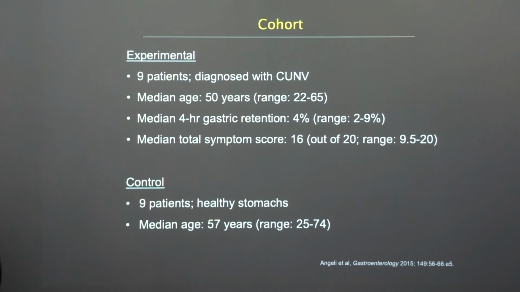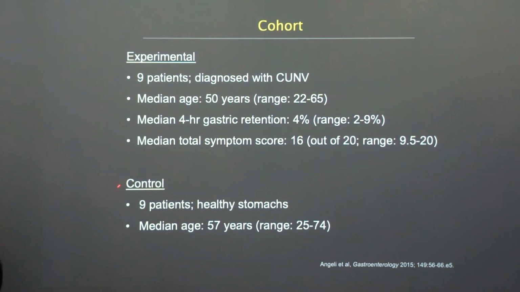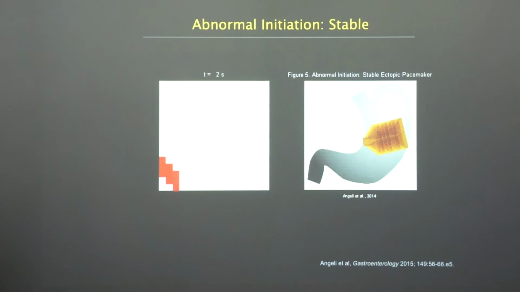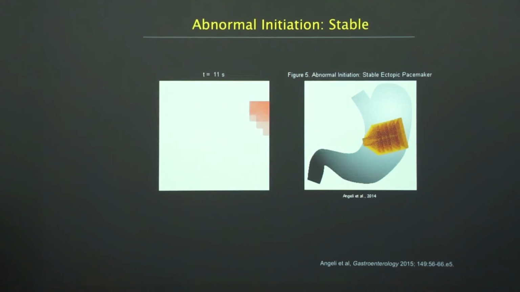In addition, in this study, we also mapped a further 9 controls on top of the 12 that we had previously mapped, just to re-verify that in these control patients, in the healthy stomach, the activity is purely normal. We did find that in all of our controls, we had purely normal activation patterns, but in the patients suffering from chronic nausea and vomiting, we saw, again, a range of very abnormal electrical propagations.